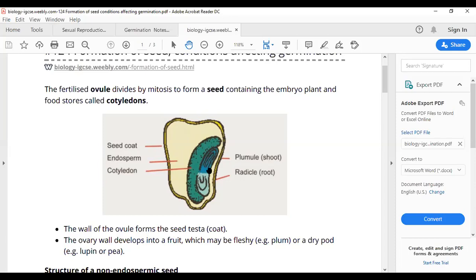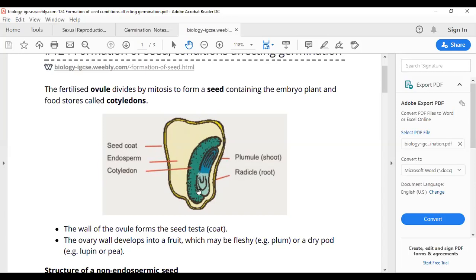So right here, this is the embryo. An embryo has two main parts. So there is a young shoot known as a plumule, and there is a young root known as a radicle. So this is the main structure of a seed.